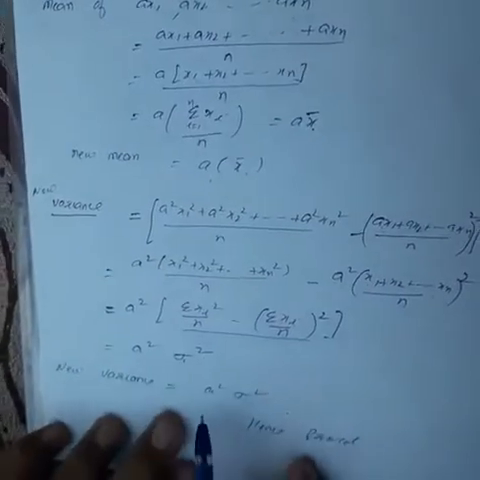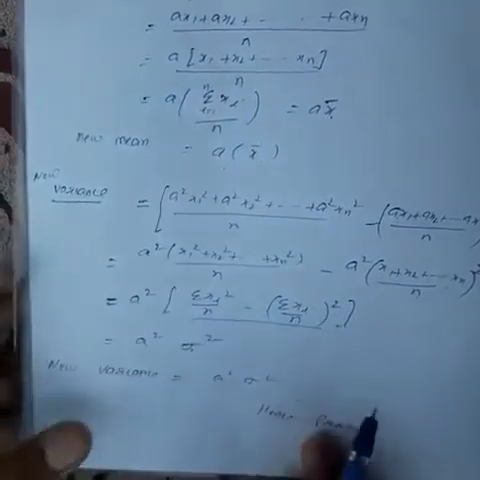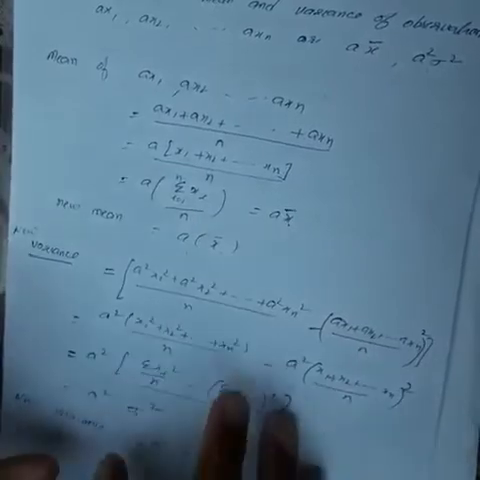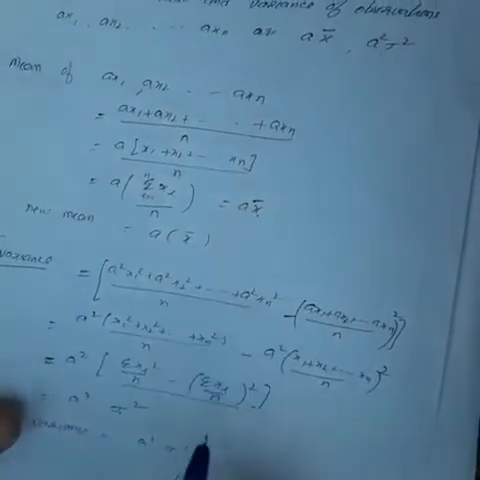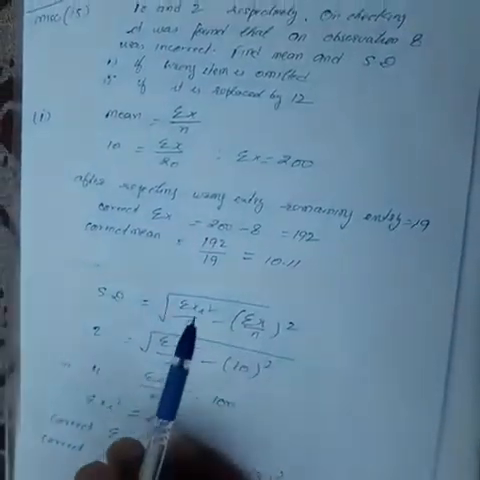So new variance is a square into old variance, you can also say like that, and new mean is a into old mean. I hope it is clear. This is a very important question, and you try this question and all questions of this type. Then question number 5.